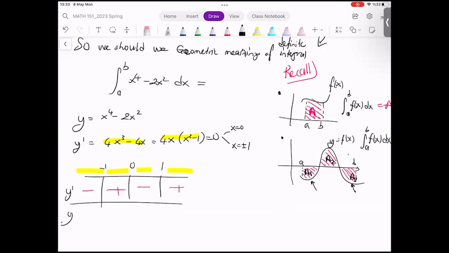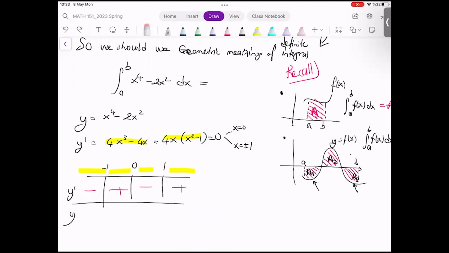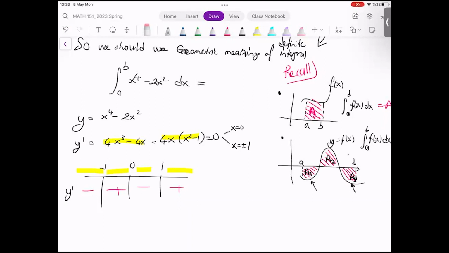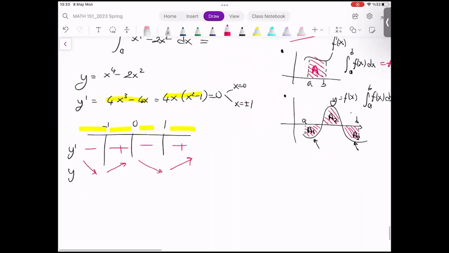And then, what does this mean about the function itself? So we can understand that over this interval, the original function y is decreasing. Between minus 1 and 0, it is increasing. 0 to 1 decreasing, 1 to infinity increasing. Okay?